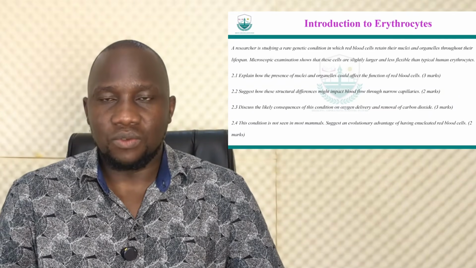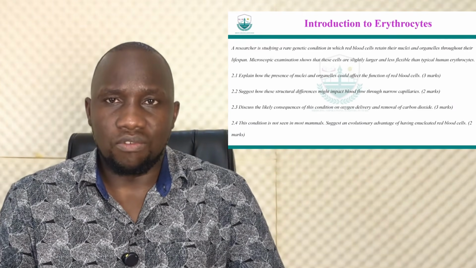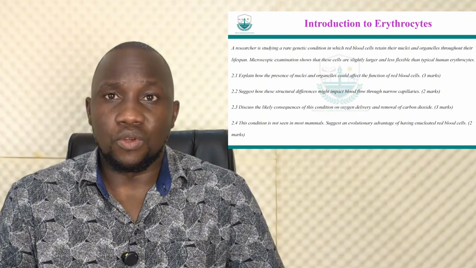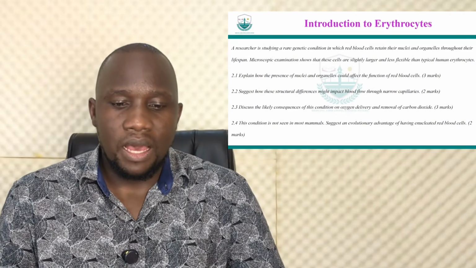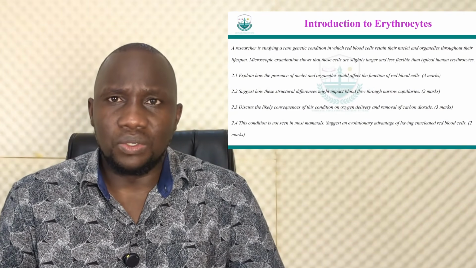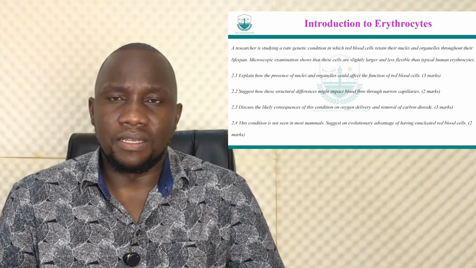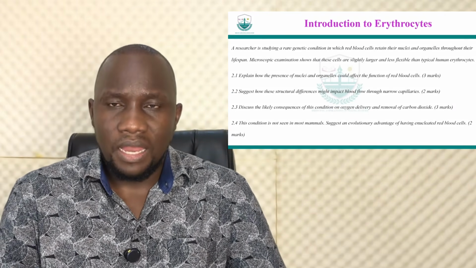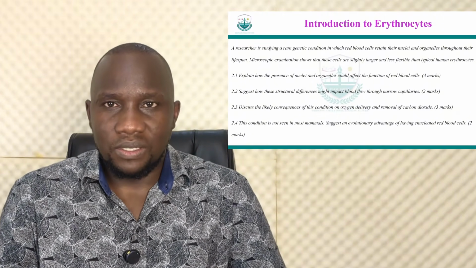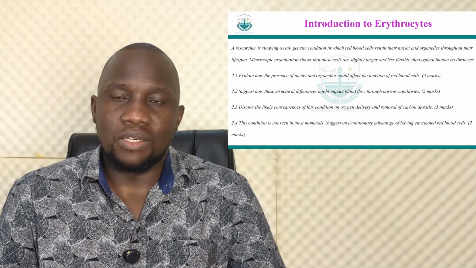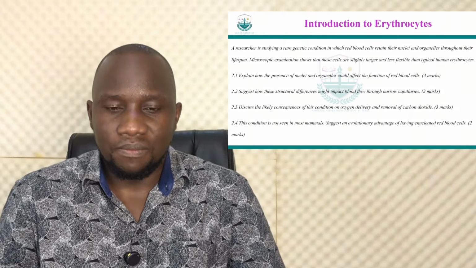And then the second last question about this scenario is: what are the possible consequences of having these structural characteristics of having nuclei and also having organelles? And then the last is, why is this condition not seen in most mammals? Do you think this has an evolutionary advantage, and what evolutionary advantage are we talking about here? Okay, so those are the questions in the second scenario that we can also use to understand the things that we are going to study.